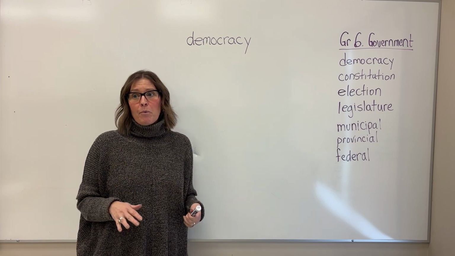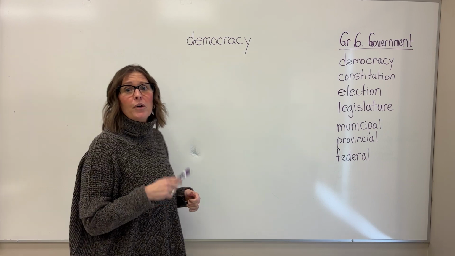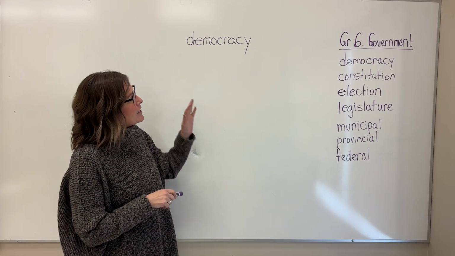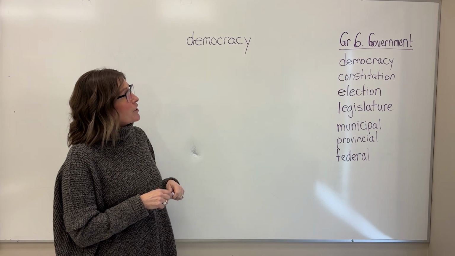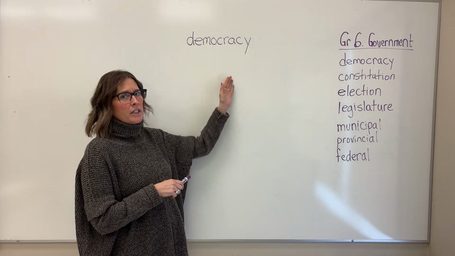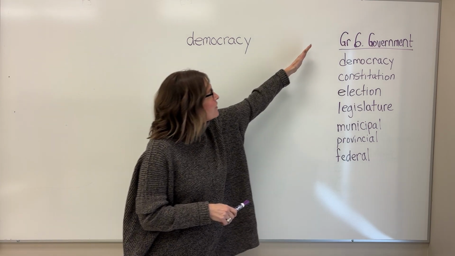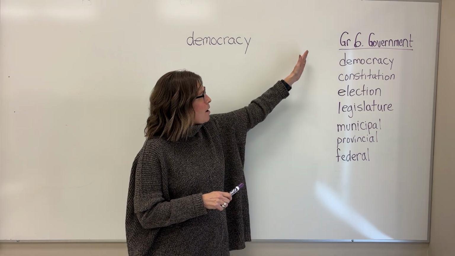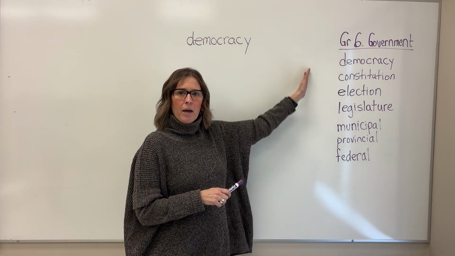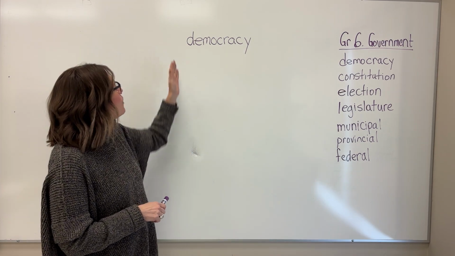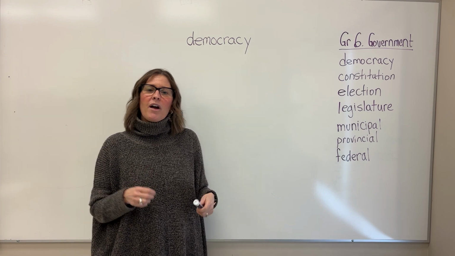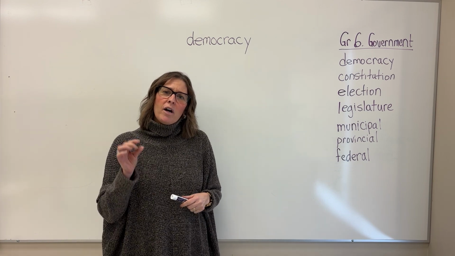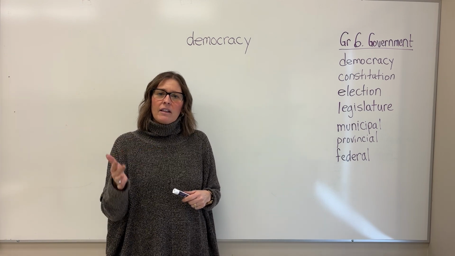So here's an example of orthographic mapping, and we're going to use some of our subject-specific vocabulary in order to do that. So we have the word democracy. We actually have our list here of some of your government vocabulary words that you would use in grade 6. We're going to use the word democracy today. The first thing we want to do when we orthographic map these words is we want kids to understand the sound and the letter correspondence.